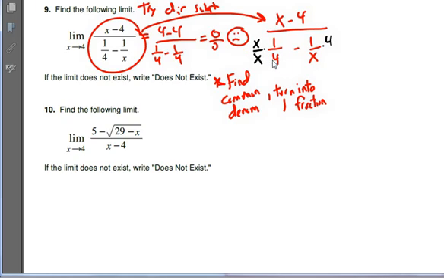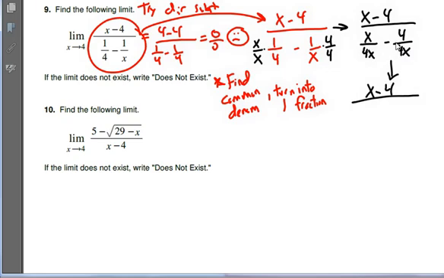So common denominator is going to be 4x. So I'll multiply this term here by x over x and this term over here by 4 over 4. The numerator here stays the same. Now I have x over 4x minus 4 over 4x. So that numerator is x minus 4. The denominator is x minus 4 divided by 4x.